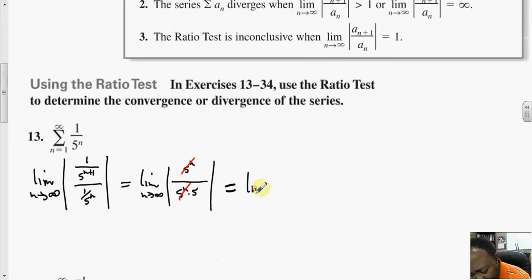But anyway, this is the limit as n goes to infinity. You could drop the absolute value sign. The terms we're dealing with are positive anyway. We get 1 over 5. This limit of a constant is 1 over 5. It's less than 1. So by the ratio test, this series converges.